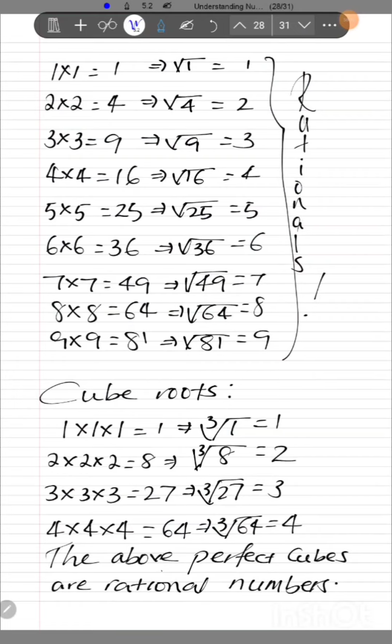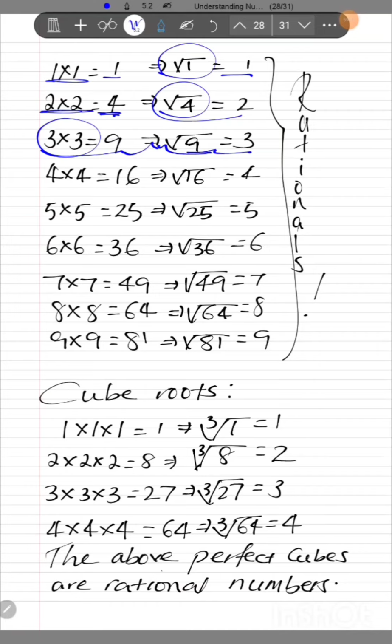Where do we get perfect square numbers? We get perfect square numbers by multiplying each and every natural number by itself. 1 times 1 is 1, so square root of 1 is 1. 2 times 2 is 4, then square root of 4 is 2. 3 times 3 is 9, then square root of 9 is 3. 4 times 4 is 16, then square root of 16 is 4.